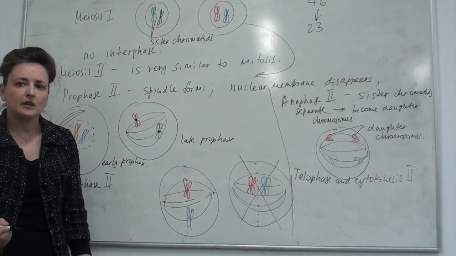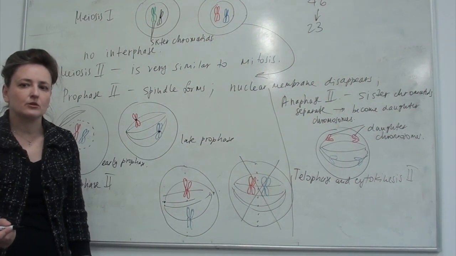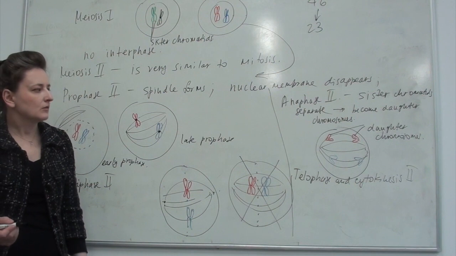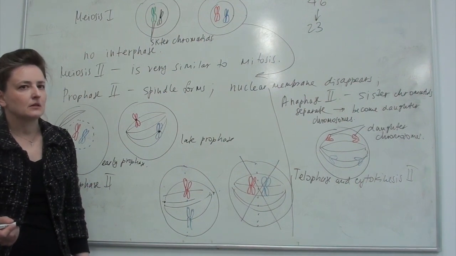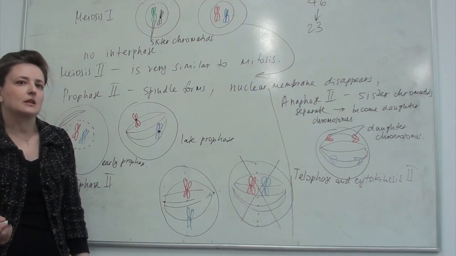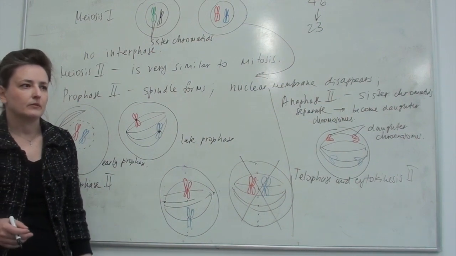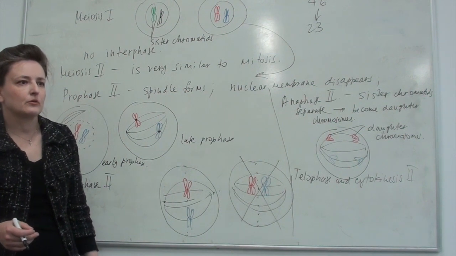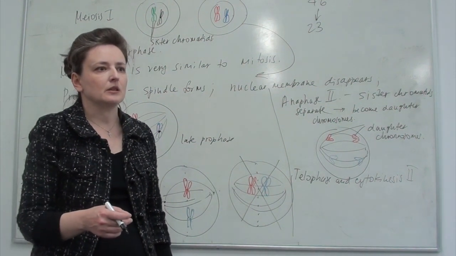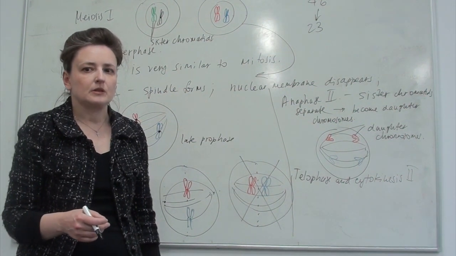Okay, so same thing as before, same little task. Can you draw me a diagram which would represent the end of telophase and the beginning of cytokinesis, or cytokinesis progressing? So again, think about how we drew those pictures for mitosis stage and just apply the same logic.